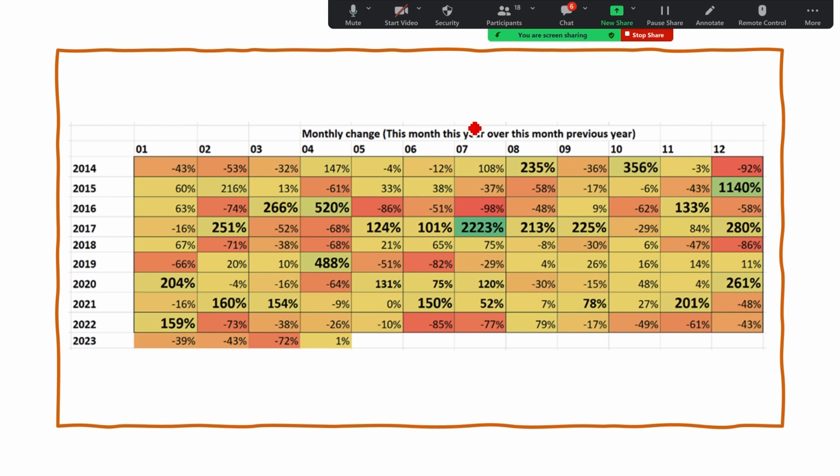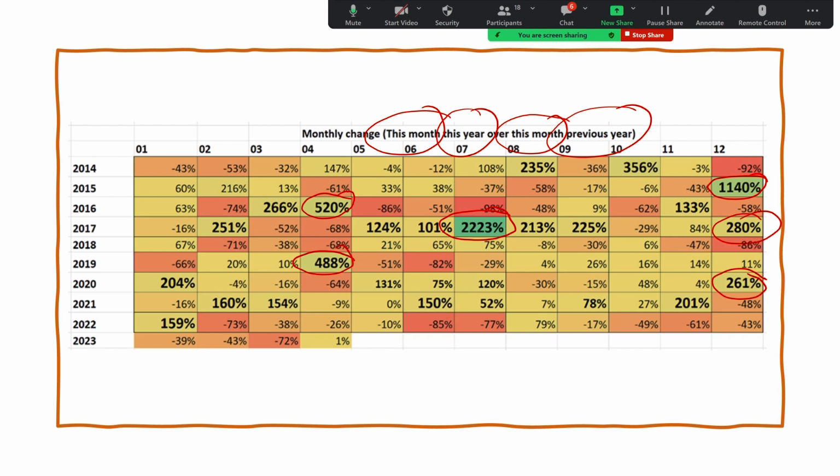If you calculate month-on-month growth, this month, this year, over this month from the previous year, do you see this big fat 2,223% growth in the month of July in 2017 over 2016? There has to be a problem there, as in who grows at 2,223% in a stable business? What about here? 2015, 1140% growth. And look at this one, 16 April, 520% growth, 488% growth, 261% growth, 280% growth. If I were growing at these numbers and this rate, I would be a very, very rich man. Clearly, I am not growing at these rates.